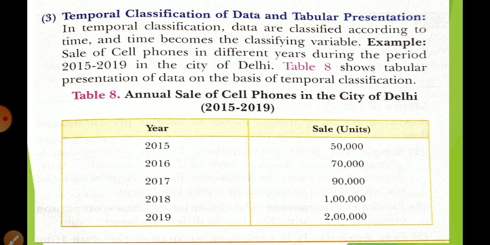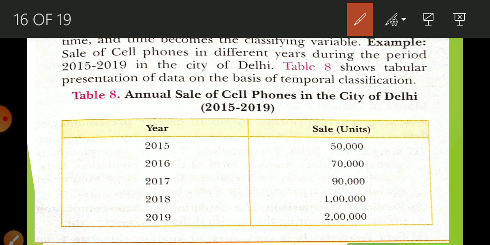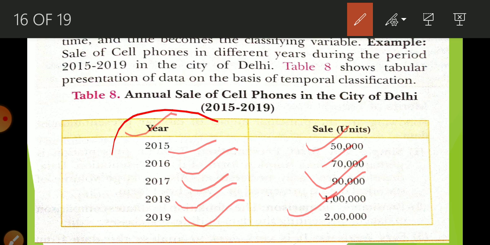Now temporal classification. Remember, temporal, T for time. So it is related to time. When classification is done on the basis of time, time can be month, year, day. Here it is given: annual sale of cell phones in the city of Delhi. In 2015 there are 50,000 cells, in 16 70,000, in 17 90,000, in 18 1 lakh and in 19 2 lakh. So what is the base? It is year. So this is considered as a temporal classification.